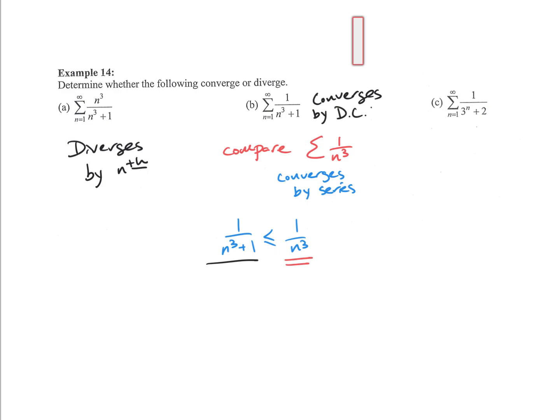By direct comparison test. All right, DCT. You don't actually have to put the little dots. You can just say DCT. All right, cool. Let's look at part C.